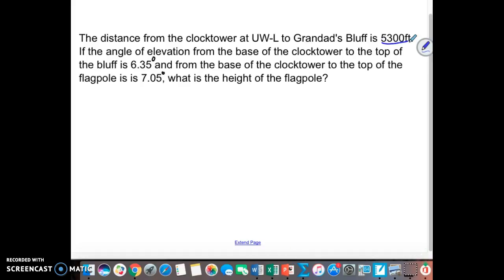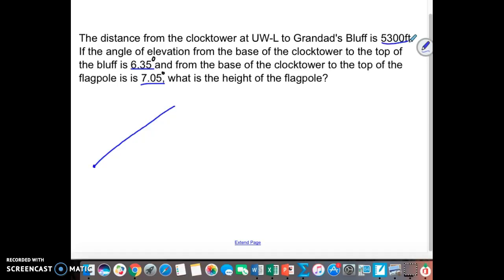If the angle of elevation from the base of the clock tower to the top of the bluff is 6.35 degrees, and from the base of the clock tower to the top of the flagpole is 7.05 degrees, what is the height of the flagpole? Like any word problem, we will start out by drawing a picture.